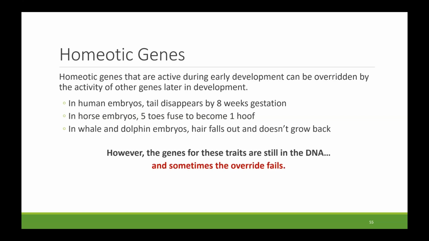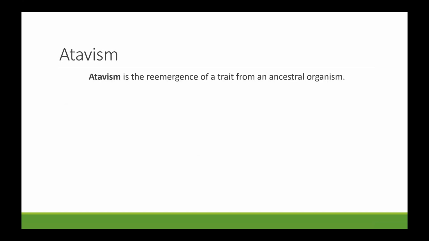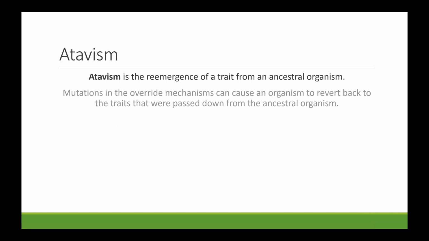And sometimes the override mechanism that stamps these things out can fail. When this happens, the result is called atavism. Atavism is the reemergence of a trait from an ancestral organism. It comes about when mutations in the override mechanisms cause an organism to revert back to the traits that were passed down from their ancestor.